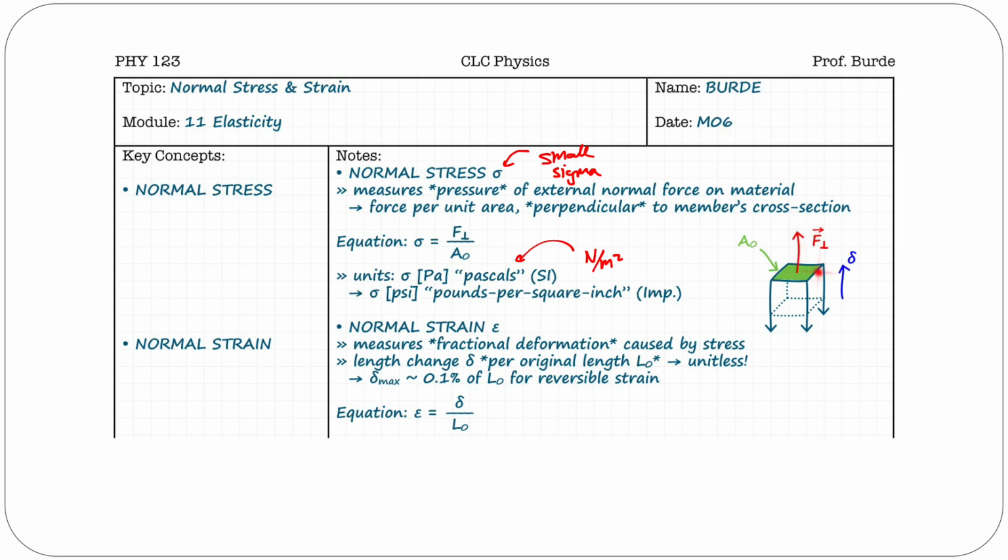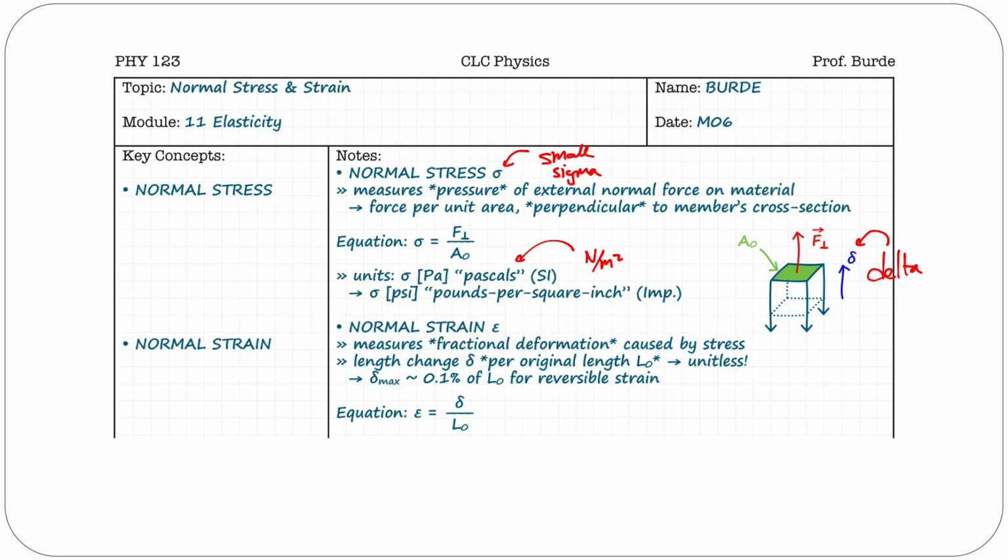When you apply an outward normal force like this, it's going to stretch the end of the beam, and the beam is going to elongate from its original length. We're going to call that deformation, that elongation in this case, a lowercase delta. Delta is the actual change in length, but our strain is not the total amount of length change. It is the fractional length change, the fractional deformation that's caused by the stress.